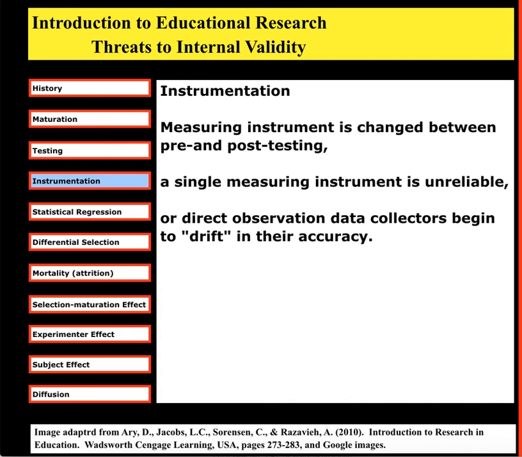The next threat is referred to as instrumentation. A change in instruments used during the study can cause an instrumentation threat. Suppose you gave a multiple choice pretest and an essay post-test. Well, the instrument has changed. So that could be a real threat, an extraneous or confounding variable. So you would want to use the same form of instrument. Unreliability of a measurement instrument is another instrumentation threat to internal validity.